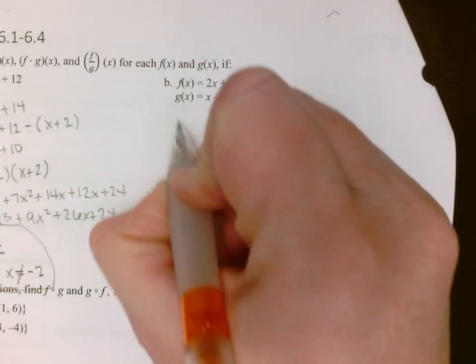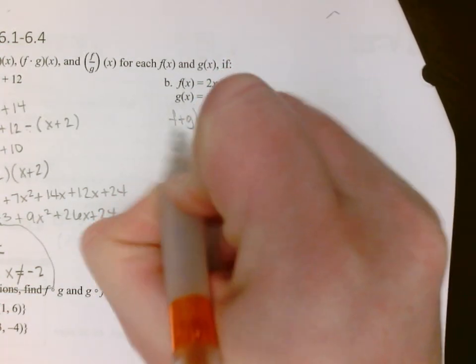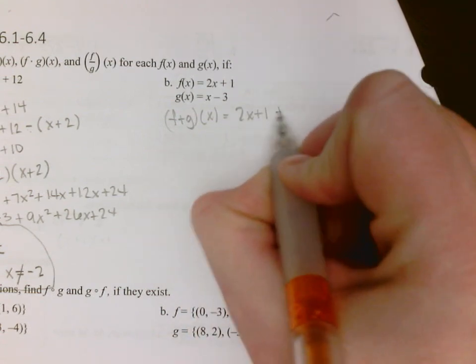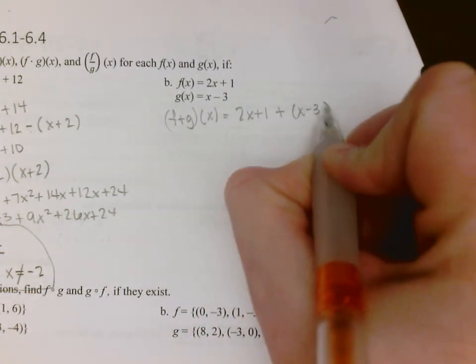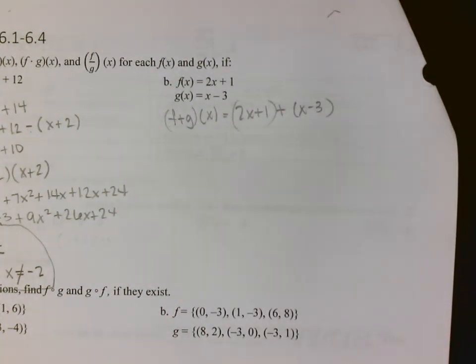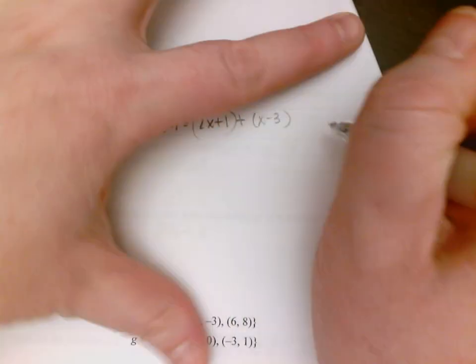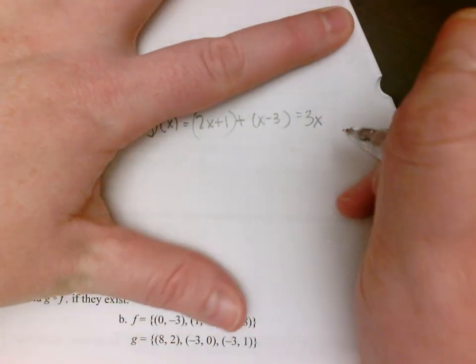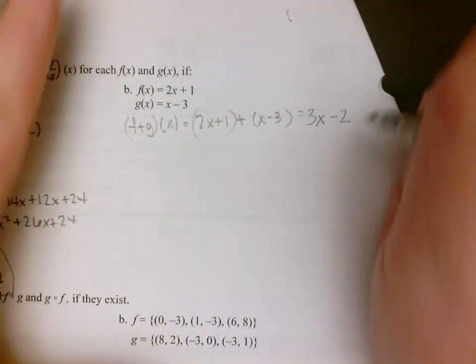Moving over, adding, so f plus g of x is 2x plus 1 plus x minus 3. So 2x plus x is equal to 3x. 1 minus 3 is negative 2. Subtraction, f minus g.